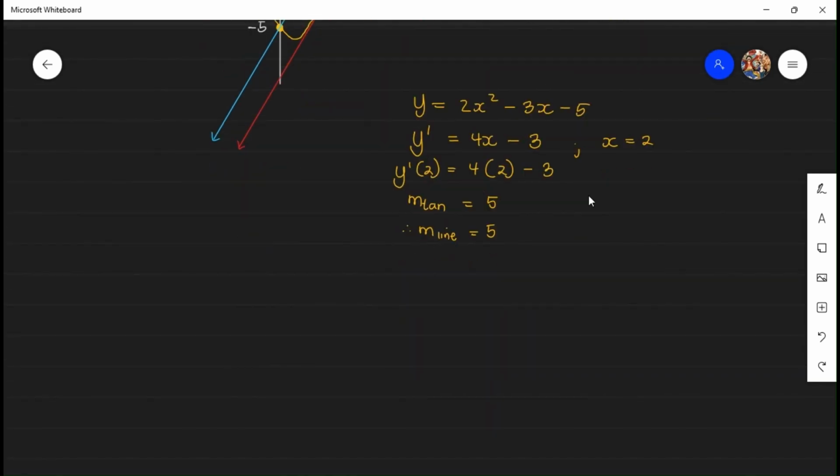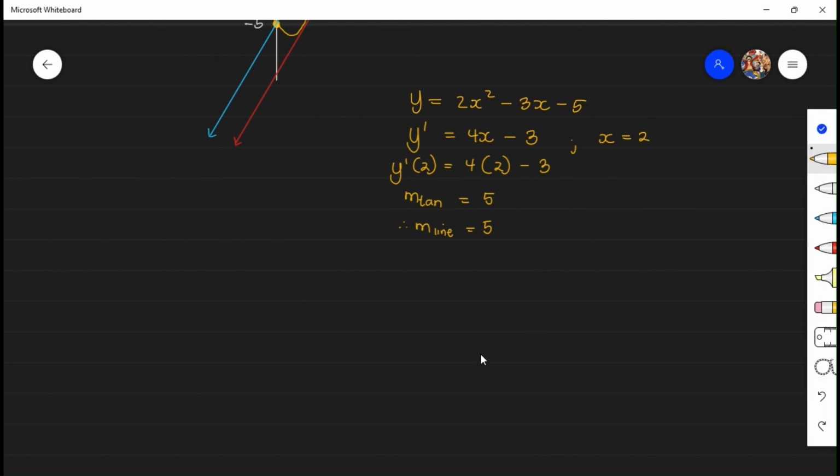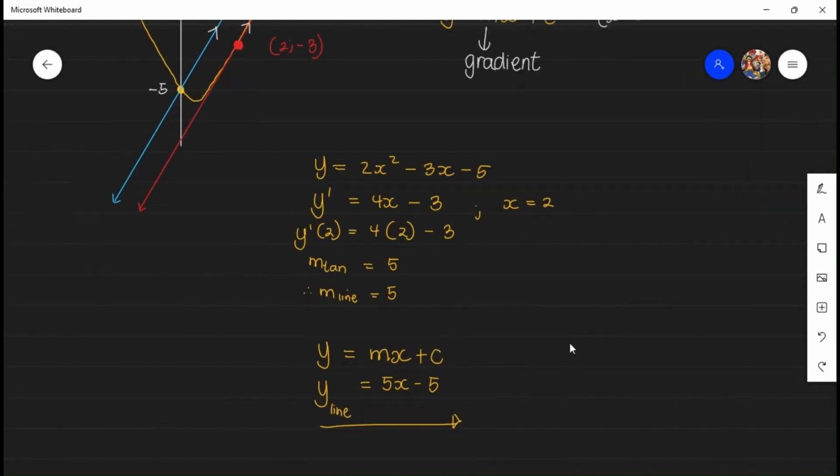So let us now substitute our value of c, which is -5, and our value of m into our equation. Let us just label it the line. So y of our line equals 5x minus 5, and that is our equation of our blue line.